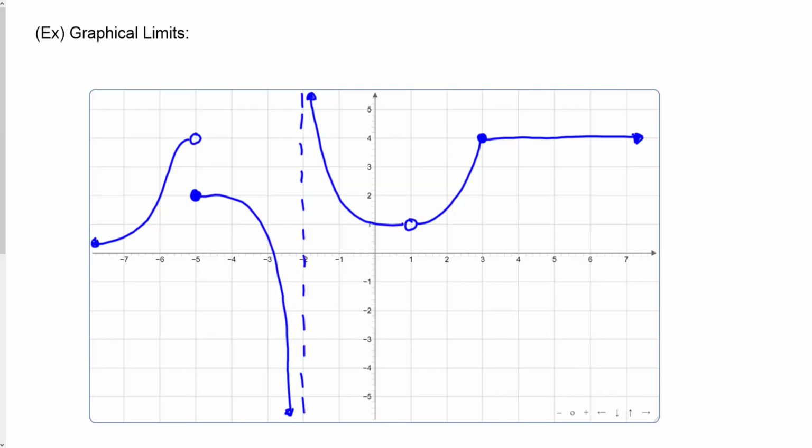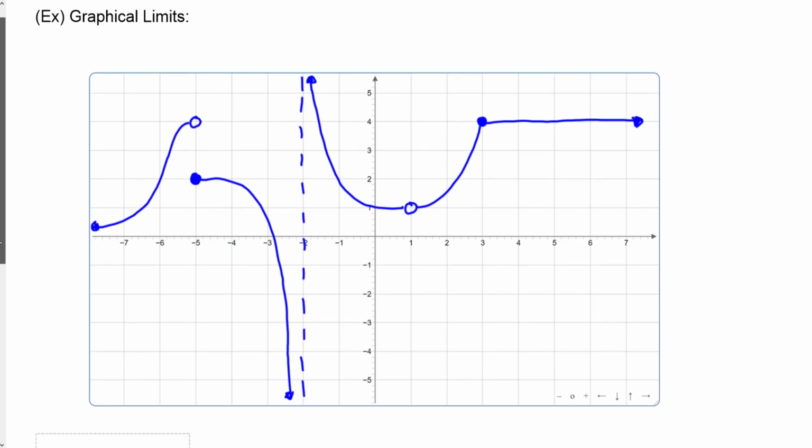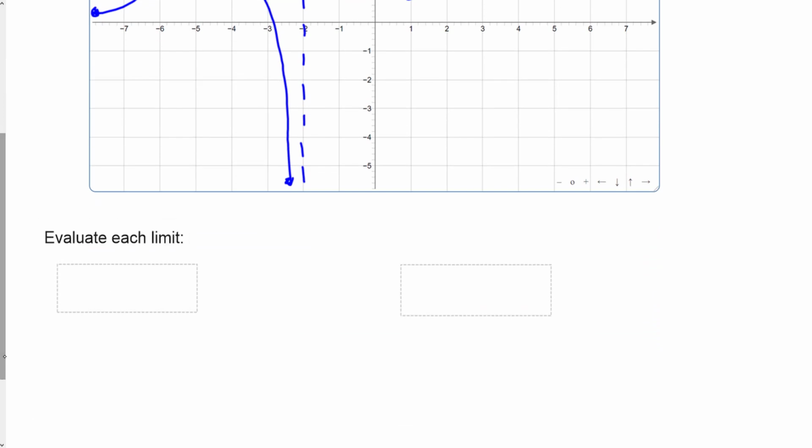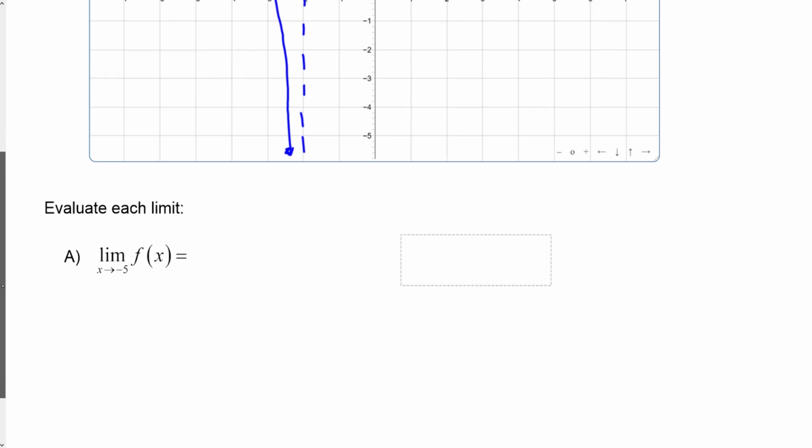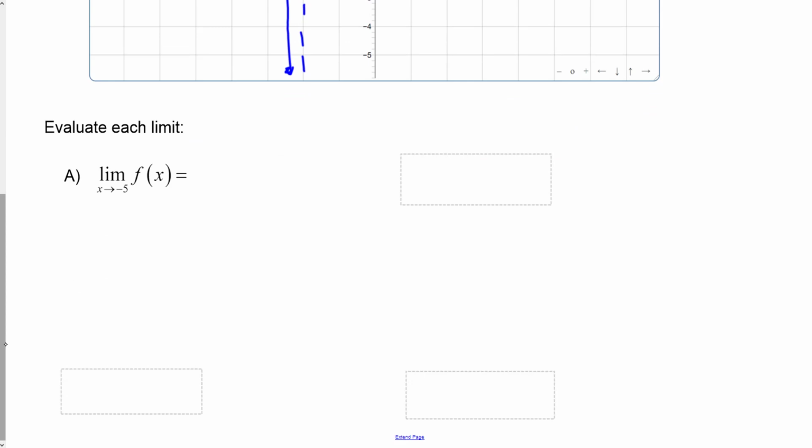So let's take a look at a fairly classic example with graphical limits. So there's no function provided here. It's just a graph, and we are asked to evaluate limits on this graph at different points. So for instance, the first one that we're asked to do is the limit as x approaches negative 5 of this particular function. So what we would need to start off doing is finding the limit as x approaches negative 5 from the left, and then the limit as x approaches negative 5 from the right.